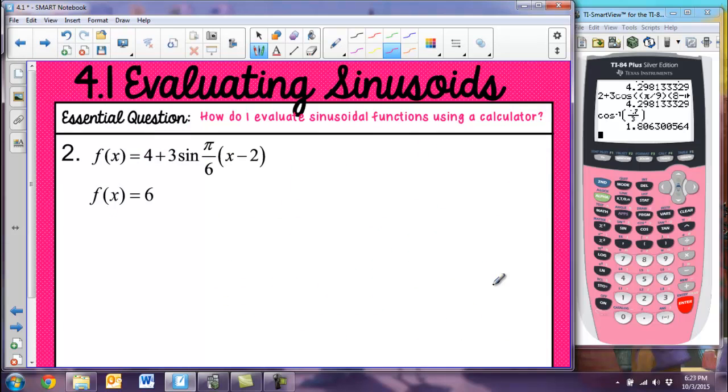Go ahead and write this down. f of x equals 4 plus 3 sine of pi over 6 times x minus 2. And they want to know, where is f of x equal to 6? So we're going to go through the same steps here. Wherever I had my y value or my f of x, I'm just going to plug in a 6.